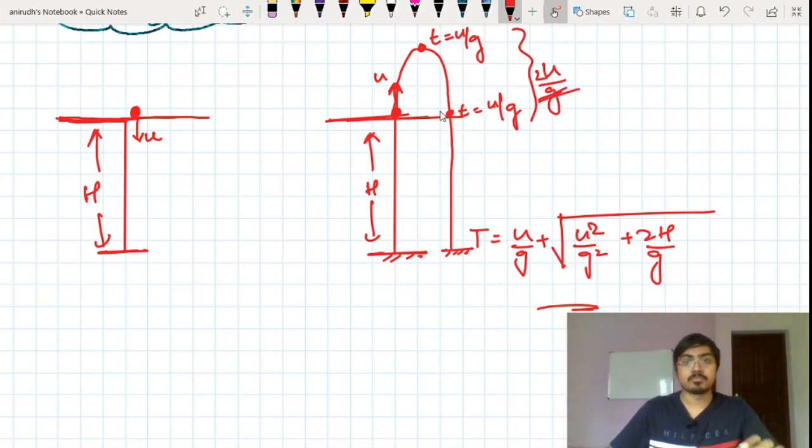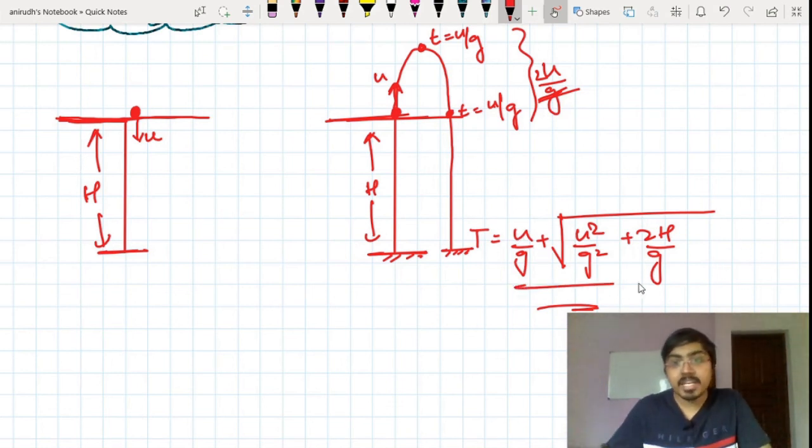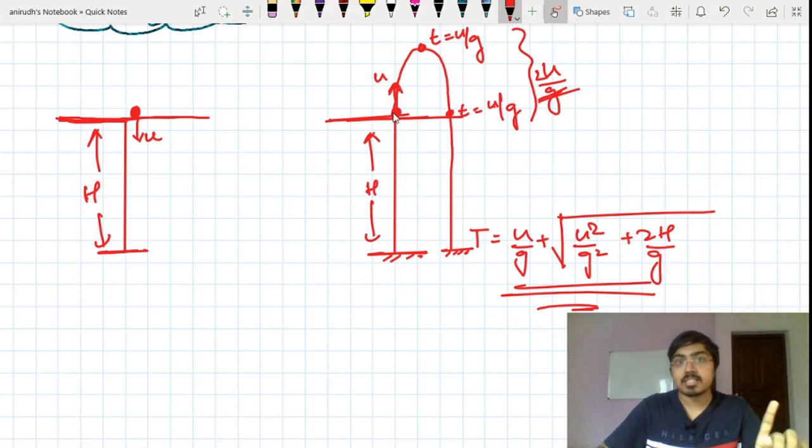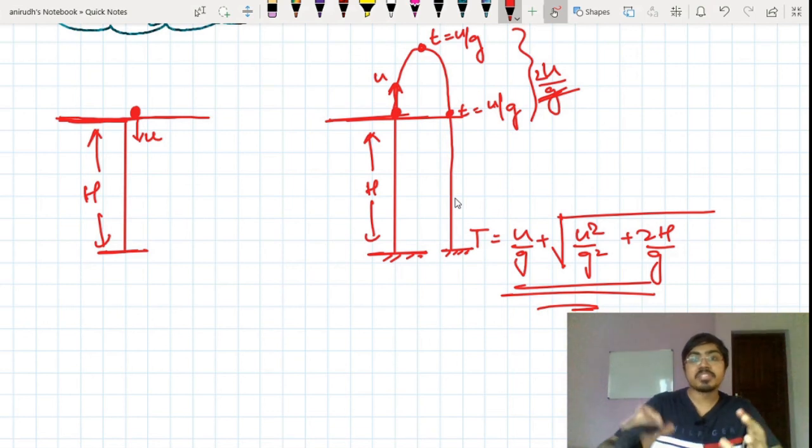Then it comes down. It takes some time to come down. If you add everything, u by g plus u by g plus however much time it is taking to cover this much distance, if you add all the three, you are going to get this equation. So this big equation comprises three things: the time of ascent, the time of descent till the level of the tower, and beyond that also. So number 1, number 2 and number 3, right? There are 3 times which are added to actually get this equation.